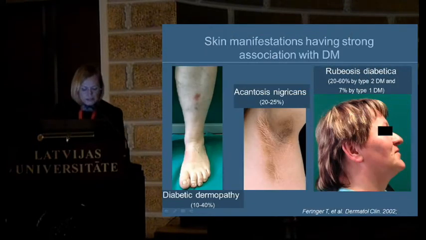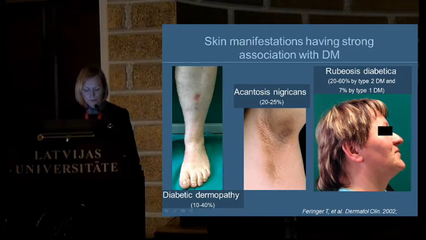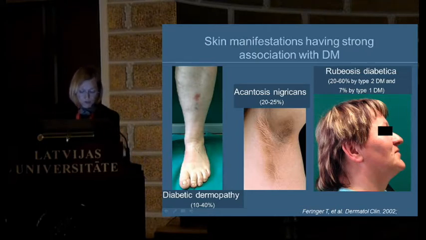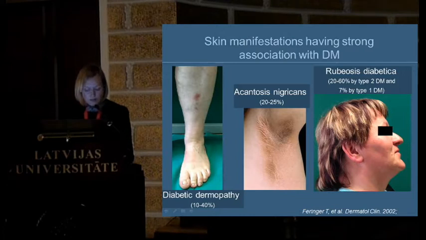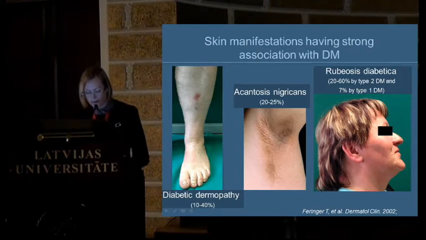Diabetic dermopathy, purpura pigmentosa like shin spots, is the most common cutaneous lesion in diabetes, followed by rubeosis diabetica, more prominent in fair-skinned people with diabetes type 2. Good diabetic control may improve the erythema, which is usually located on the face, neck, hands, and feet.